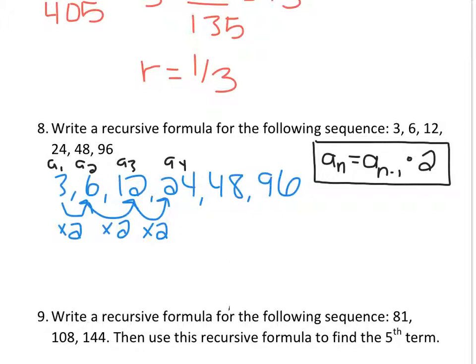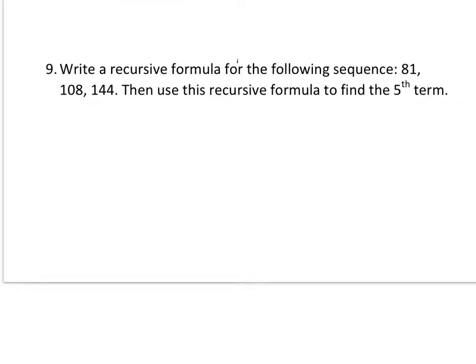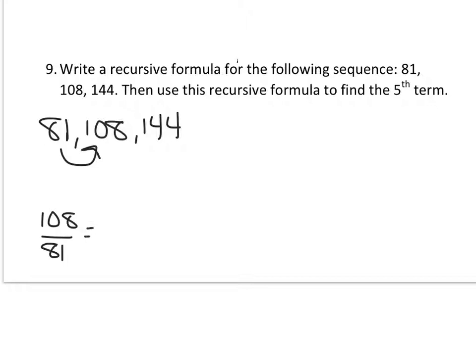Let's look at the next example. Write a recursive formula for the following sequence: 81, 108, and 144. So how can we go from 81 to 108? So what is 108 divided by 81? What did you get? You're probably going to get a crazy decimal, so change it to a fraction. It's 4/3. So we're going to multiply by 4/3.